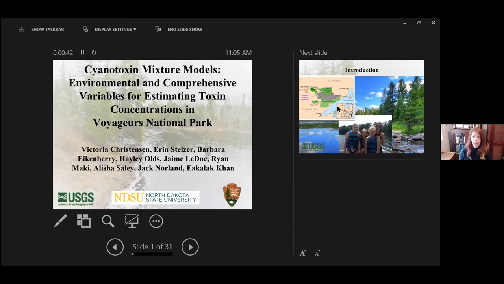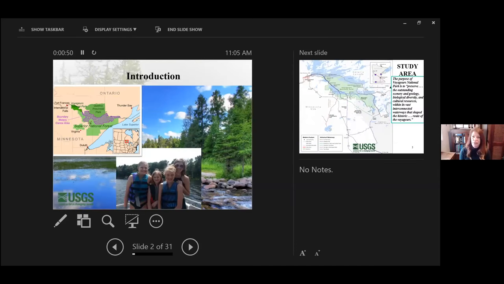Before I talk about the actual cyanotoxin mixtures, I do want to introduce you to Voyageurs National Park. So Voyageurs National Park is in Northern.